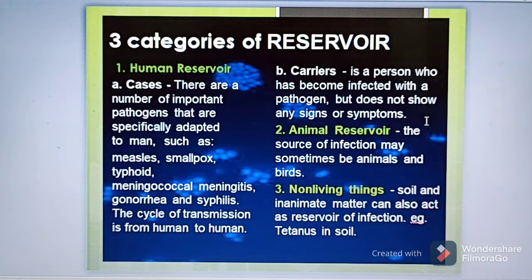So first, we have the human reservoir. So as a human being, human beings infected by pathogens that exist on or within the human body. So we have here the cases. There are a number of important pathogens that are specifically adapted to man, such as measles, smallpox, typhoid, meningococcal meningitis, gonorrhea, syphilis. The cycle of transmission is from human to human.